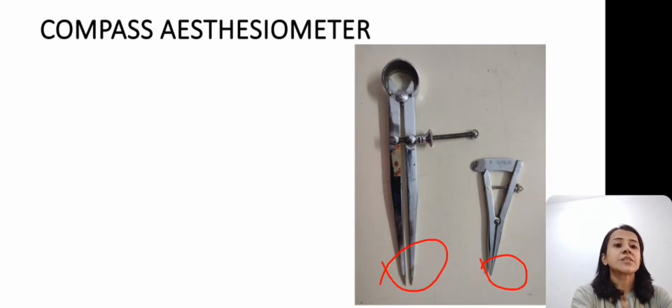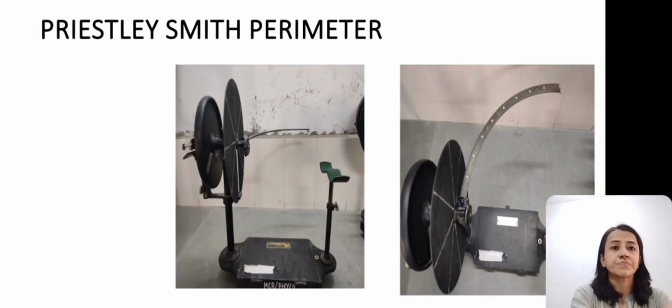This is the compass esthesiometer. You can see here, it has these two points, and this is used for two point discrimination, also known as tactile discrimination, meaning whether these two points are felt separately or not, and up to how much distance the person feels two points separately, that is examined by the compass esthesiometer.